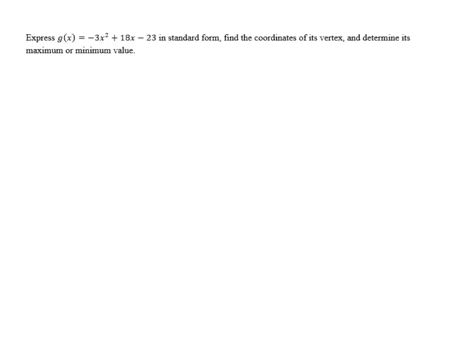Express g of x equals negative 3x squared plus 18x minus 23 in standard form, find the coordinates of its vertex, and determine its maximum or minimum value. I'm going to rewrite g of x down here so that we can work with it more easily.